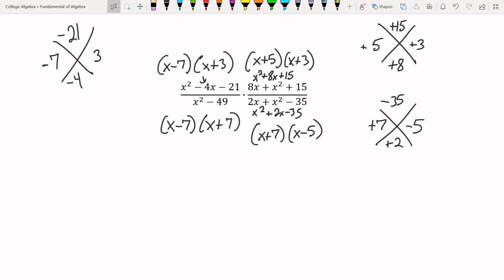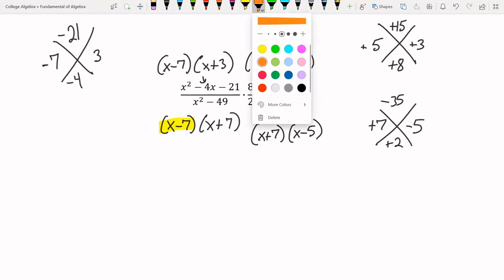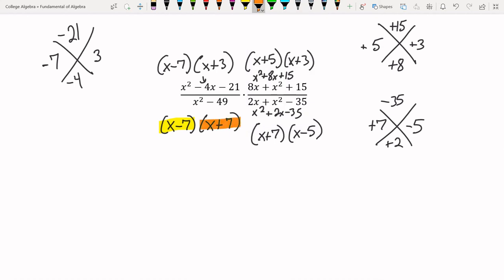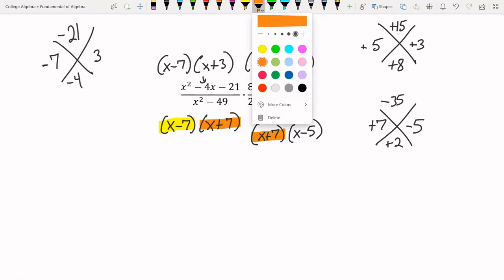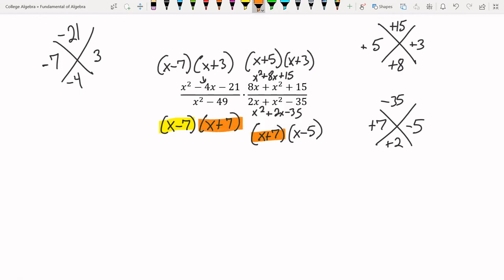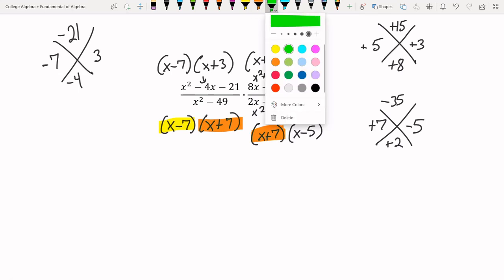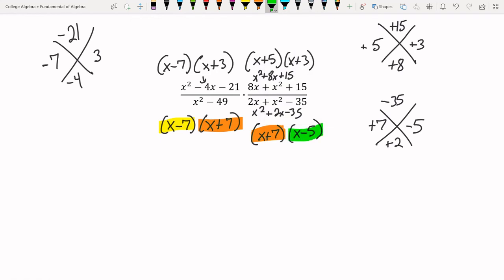Now we can look at the denominators and ask what gives us 0 in the denominator. From the yellow, we have positive 7. From the orange, both of these are the same, so they're going to result in the same type of thing. Those give negative 7. And then from the green, we have positive 5. So x cannot equal positive 7, negative 7, or positive 5.